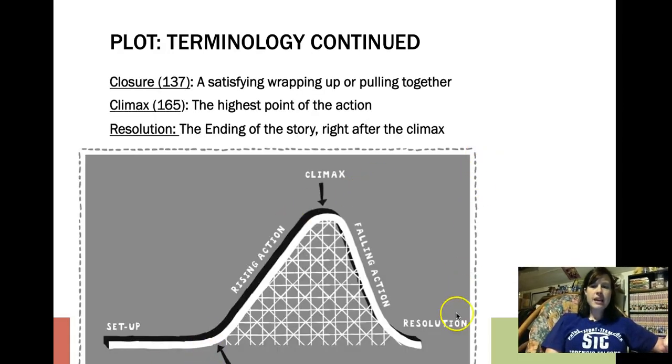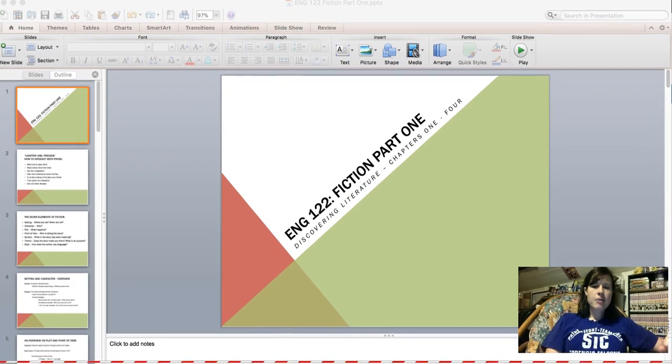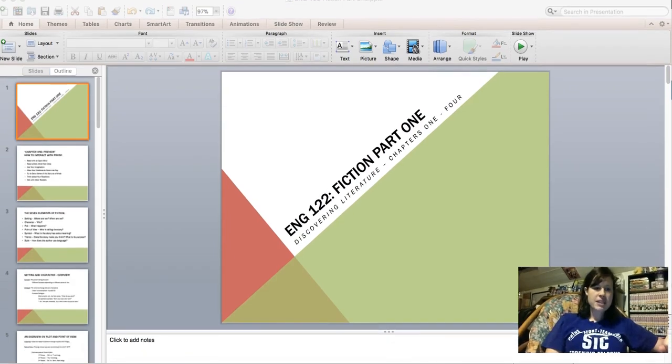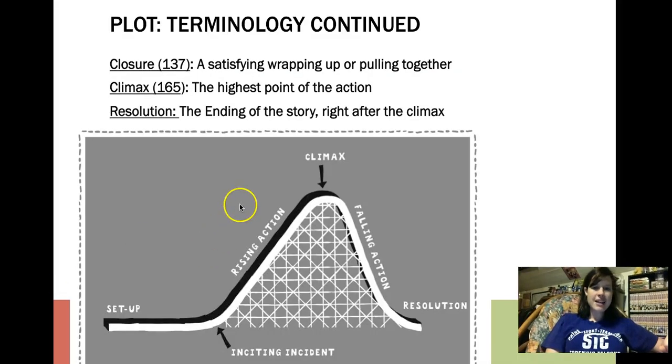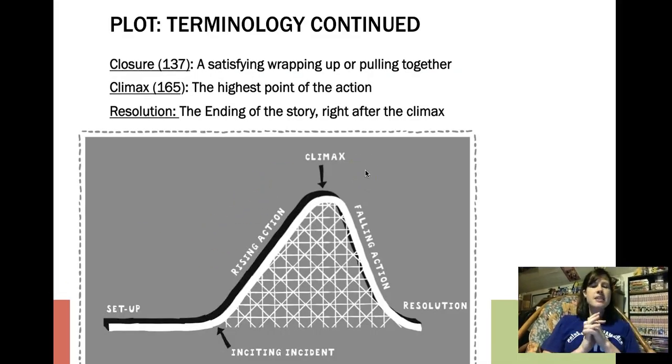And then finally, and I'm going to push this down a little bit so we can see it better. Our final slide is on pages 137 and 165. I know a big gap there, but there's a story crammed in between there. There's closure, climax, and resolution.